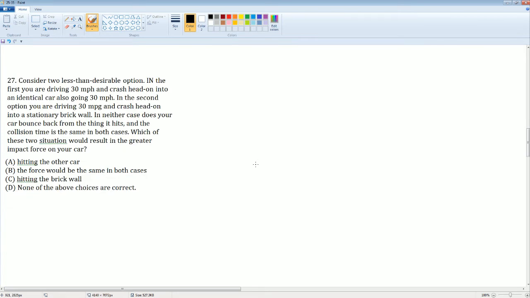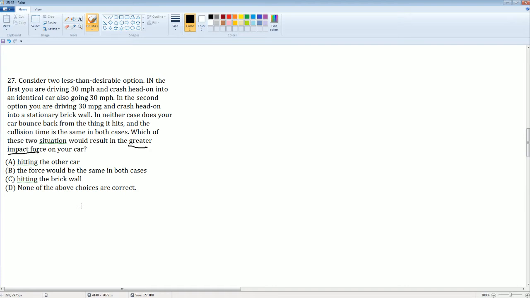27. Here there are two scenarios. Which of these situations will result in the greatest impact force on your car? In the first, you're driving 30 miles per hour and crash head-on into an identical car going 30 miles per hour. In the second one, you're driving 30 miles per hour and crashing into a stationary block.